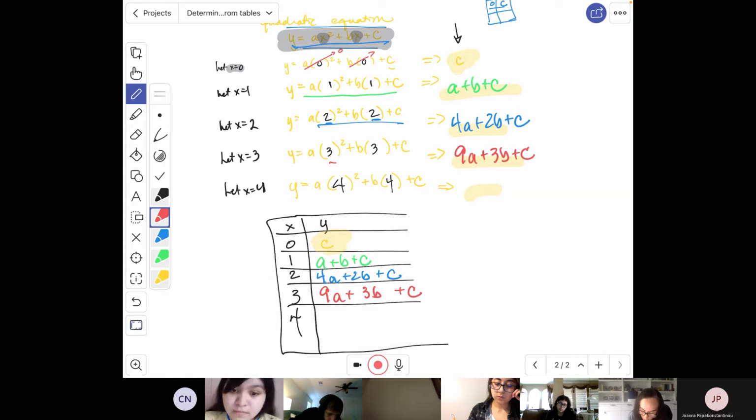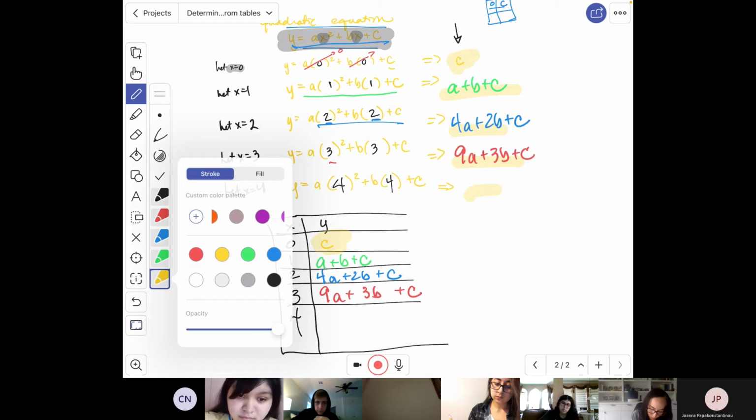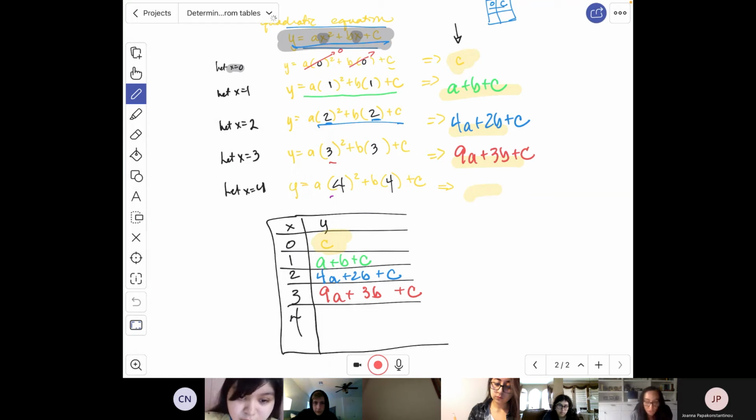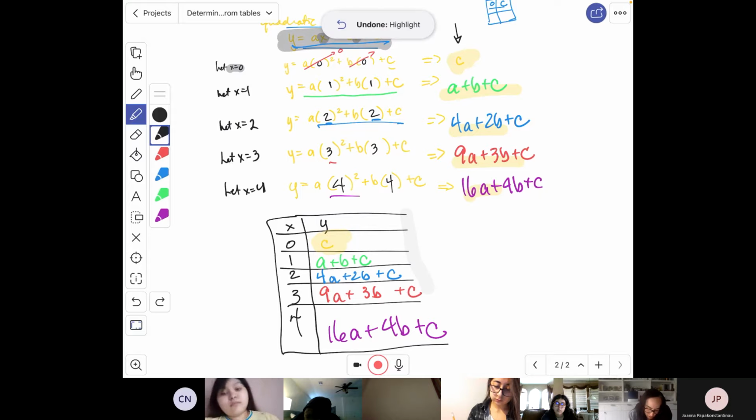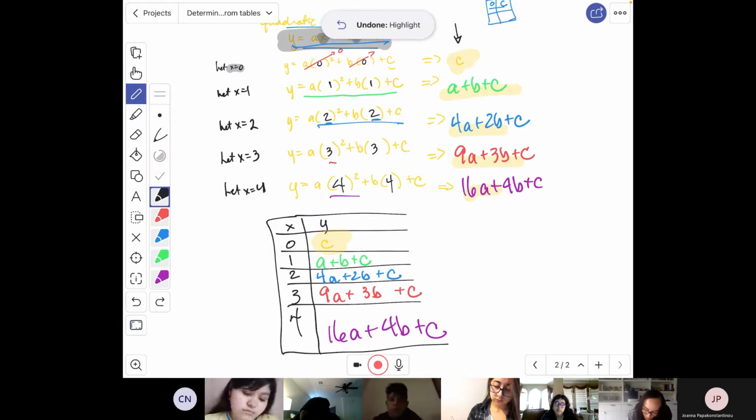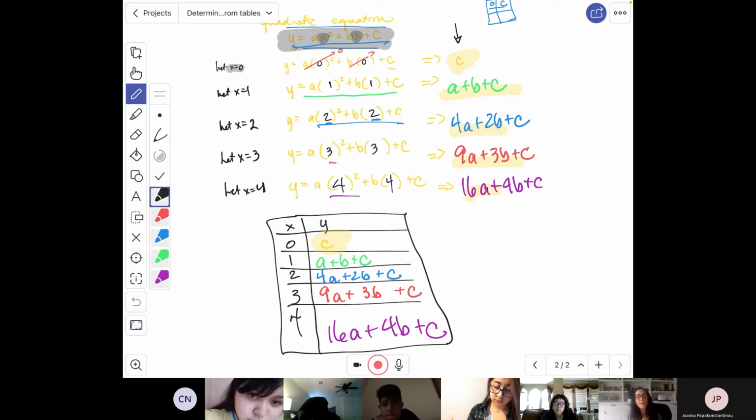Can somebody tell me what my output is when my input is 4? 16A plus 4B plus C. That is fantastic. So now we have a table of values. Yes, they have variables, but there's nothing wrong with that. We have a table of values and we can start calculating finite differences to see what that second finite difference is. So let's start.